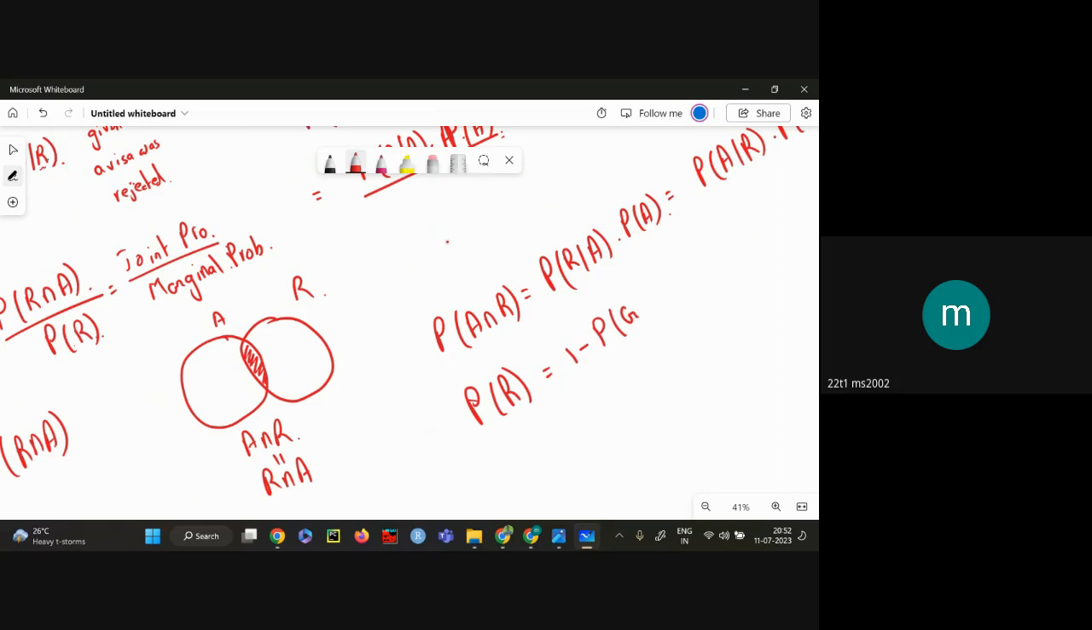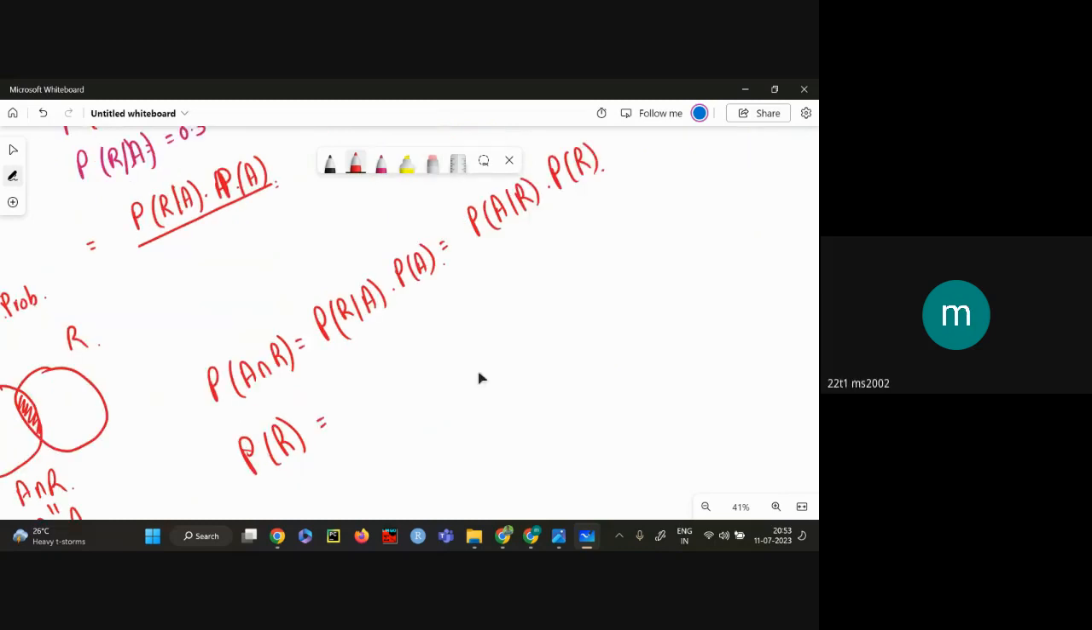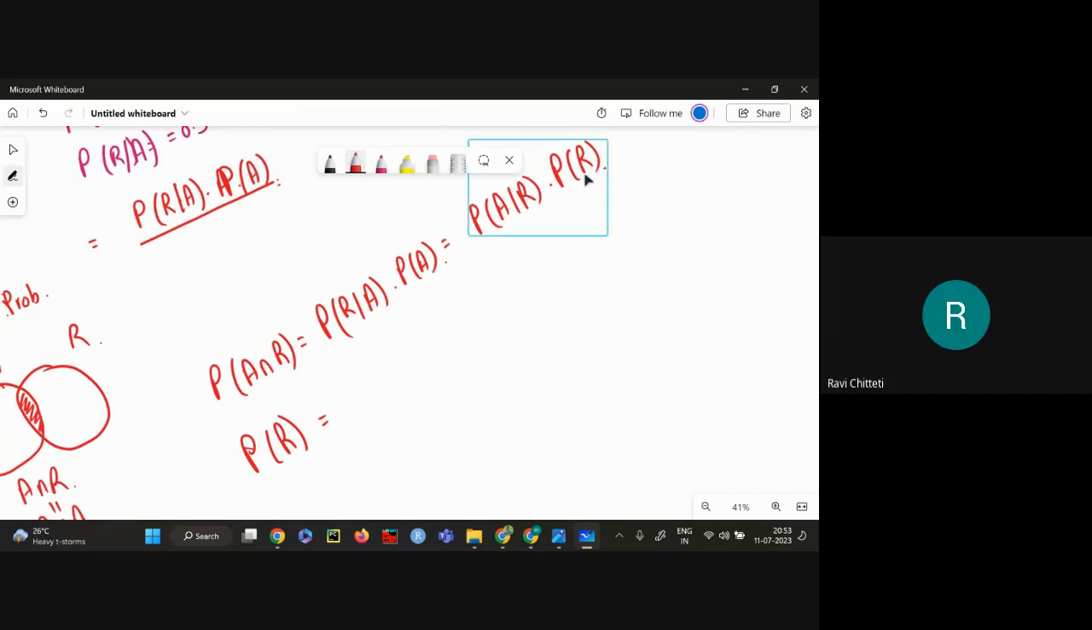Okay. Fine. This might be a very convoluted method, but I can directly find out P of R. What is P of R? P of R is A intersection R divided by P of A given R. R given A into P of A. Okay, wait 1 second. P of A intersection R divided by P of A given R, right? Okay. Given R. That is all.